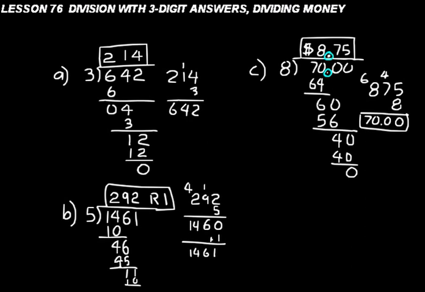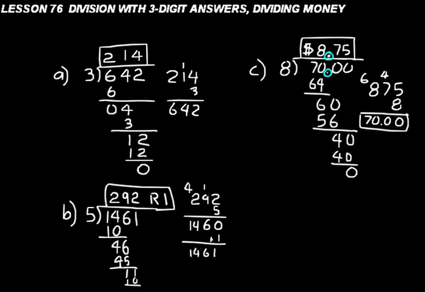So dividing money, we got a 3-digit answer there, right? An 8, a 7, and a 5. It's just like our practice problem A and B. It's just like all of our other division problems we've done. The only difference is that decimal point that we were working with.